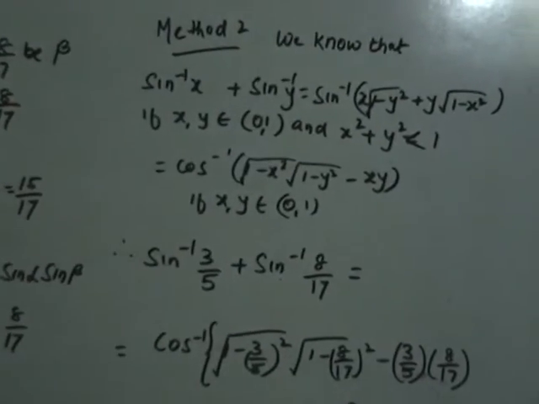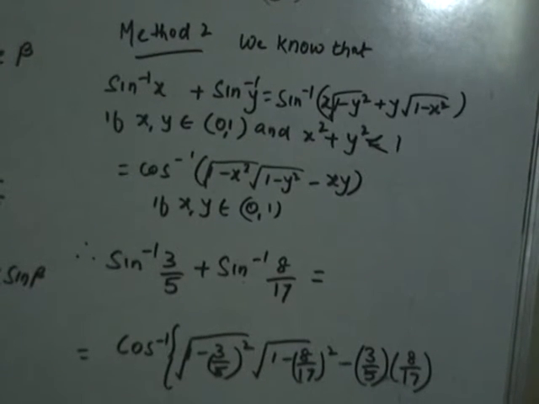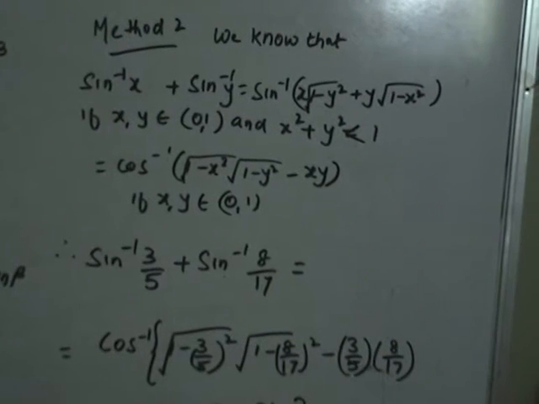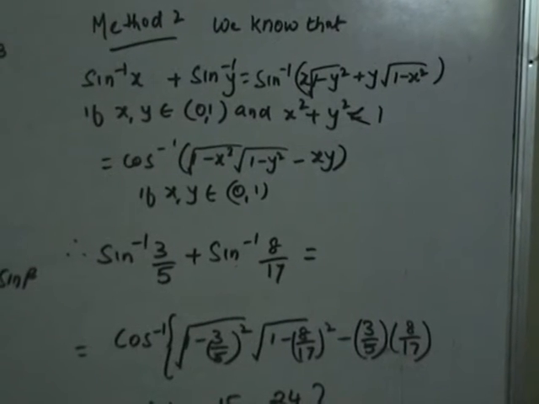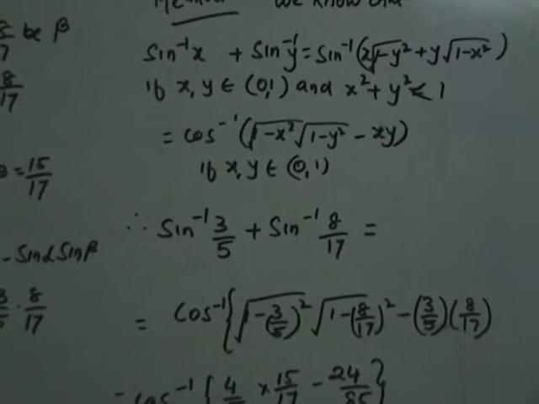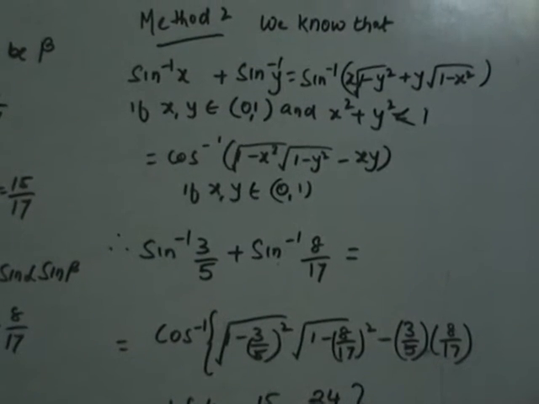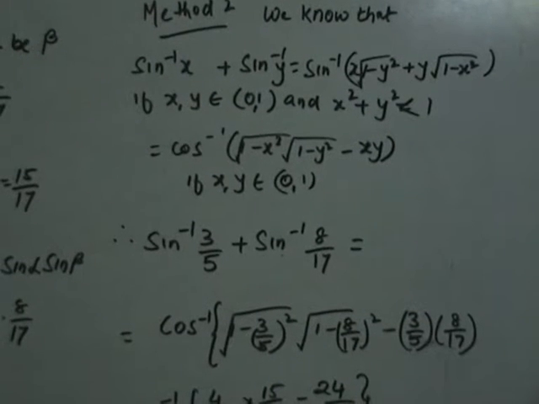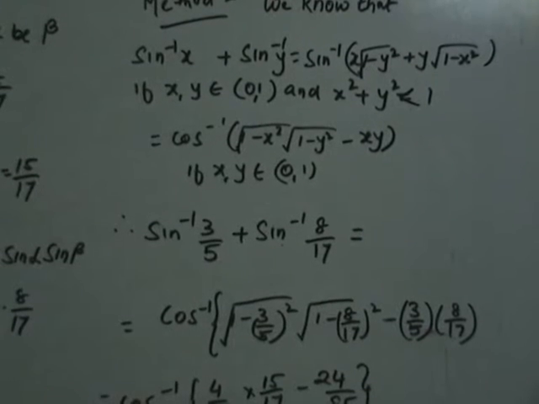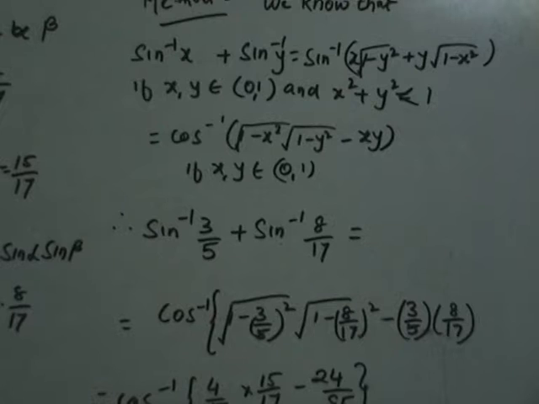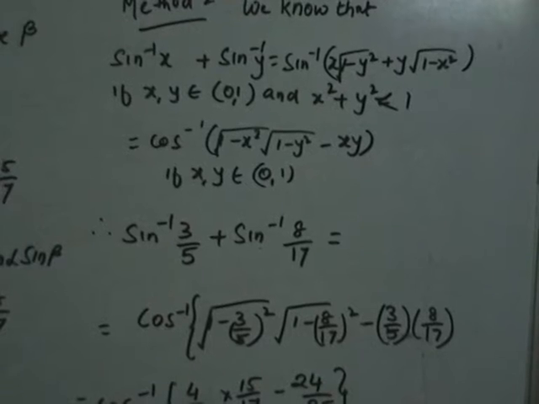Let us see how this can be done in the second method. We know that sin inverse x plus sin inverse y is equal to sin inverse of x into root of 1 minus y square plus y into root of 1 minus x square, if x and y belong to 0 and 1 and x square plus y square is less than 1. In a similar representation, cos inverse will be root of 1 minus x square into root of 1 minus y square minus xy, if x and y belong to 0 and 1.